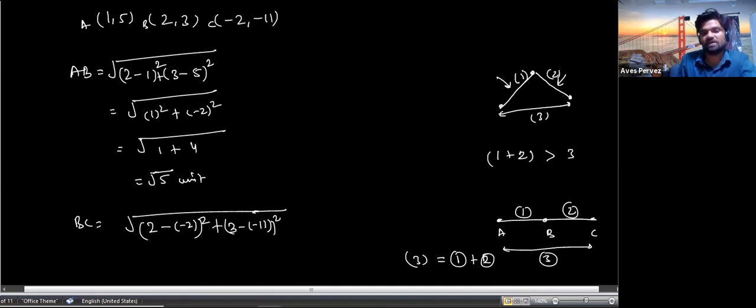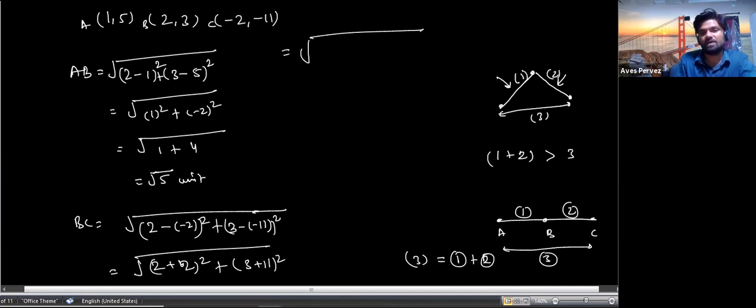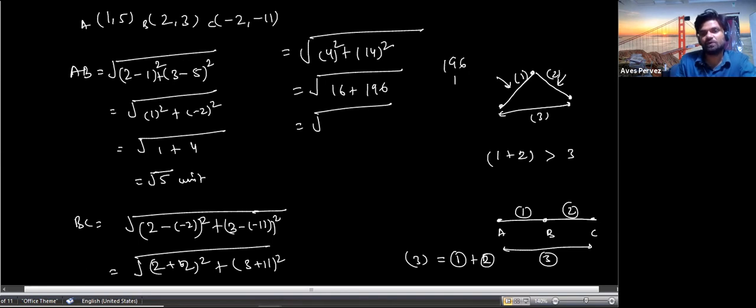The answer will be the same. So this will be (2 plus 2) whole square, and then (3 plus 11) whole square. Then you would have 4 square plus 14 square, since 3 minus minus 11 gives 14. So this will be, dear student, 16 plus 14 square, which is 196, under root of 196 plus 16, you will get 212.